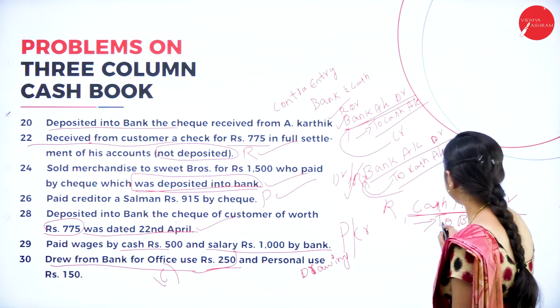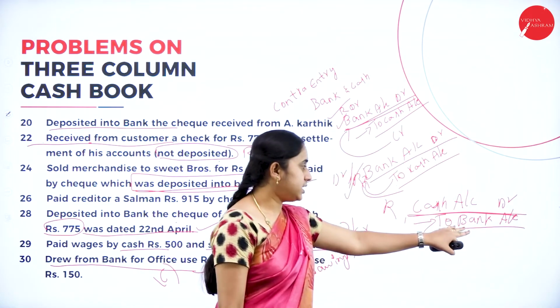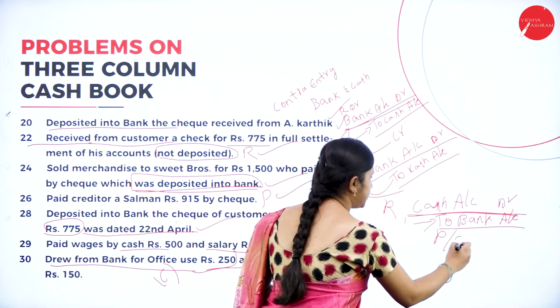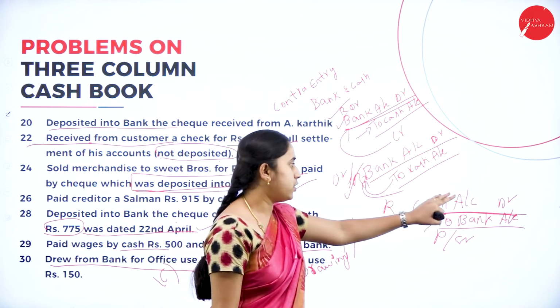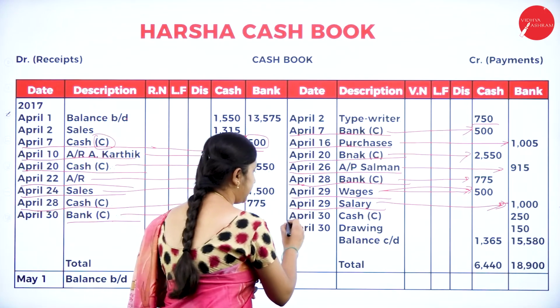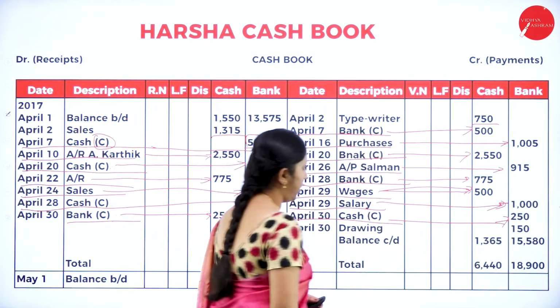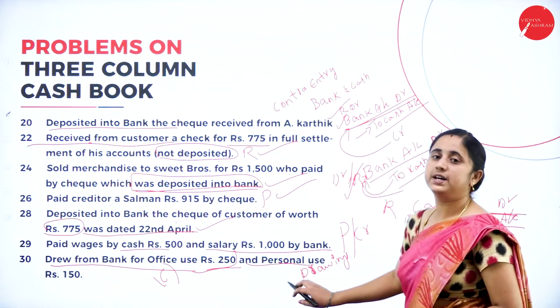Next, post this transaction in bank account. Here bank is credited. So write in the credit side or payment side. By cash account rupees 250. April 30th, cash account, amount in the bank column. Next, last one for personal purpose.